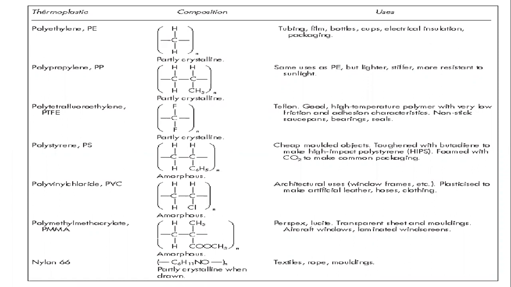Next one is polymethyl methacrylate, PMMA shortly. It is also amorphous in nature. It is used in transparent sheets and moldings, mainly transparent sheets and moldings. It is also used in aircraft windows and laminated windscreens.